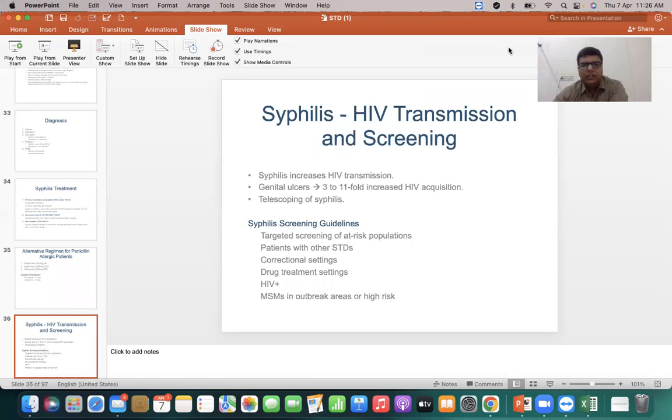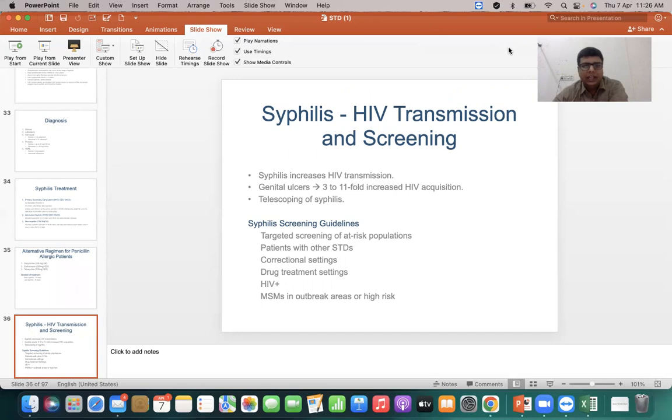So what is the association of syphilis with HIV transmission and screening? Syphilis increases HIV transmission. Any kind of genital ulcer increases HIV acquisition by 3 to 4, up to 11-fold.